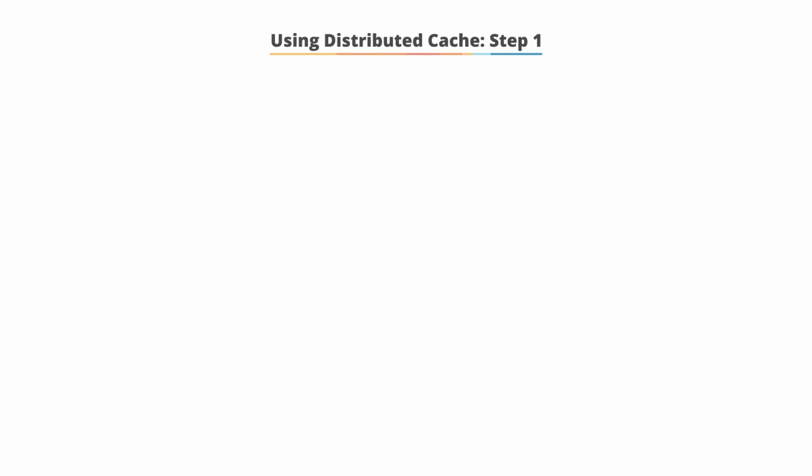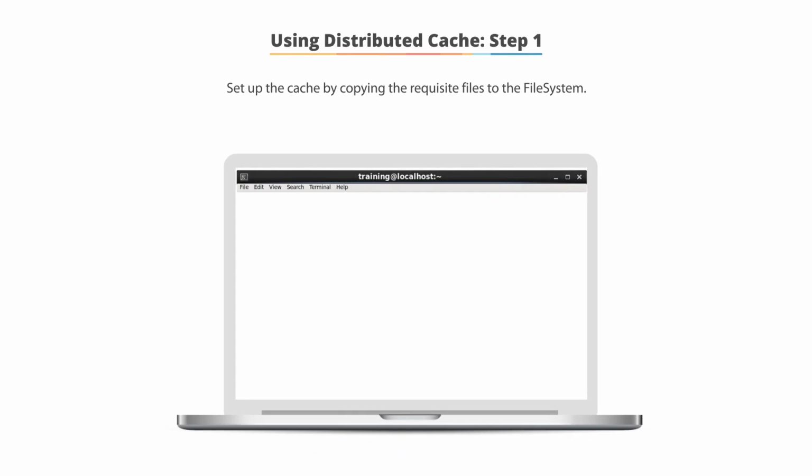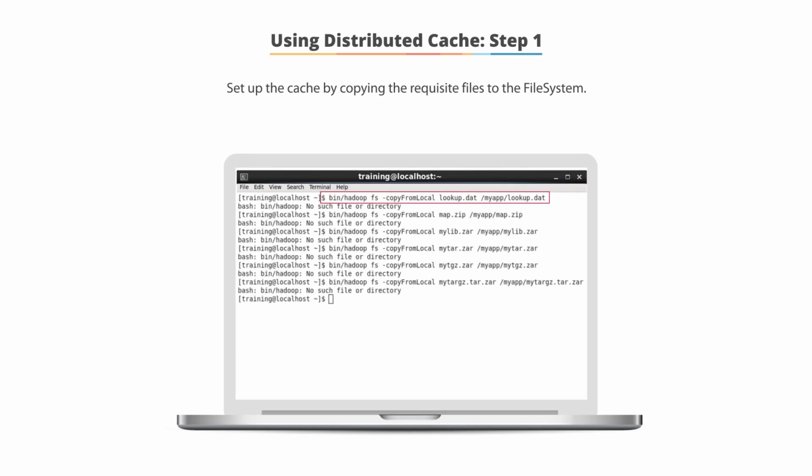Using distributed cache. Step 1. First, set up the cache by copying the requisite files to the file system as shown here. Here we see a bin/hadoop fs command using -copyFromLocal of the file lookup.dat to hdfs myapp/lookup.dat. This shows us that there is currently no file or directory of that name. The Hadoop fs copyFromLocal, remember, will take a file from your local file system and place it in the target directory within the HDFS file system.